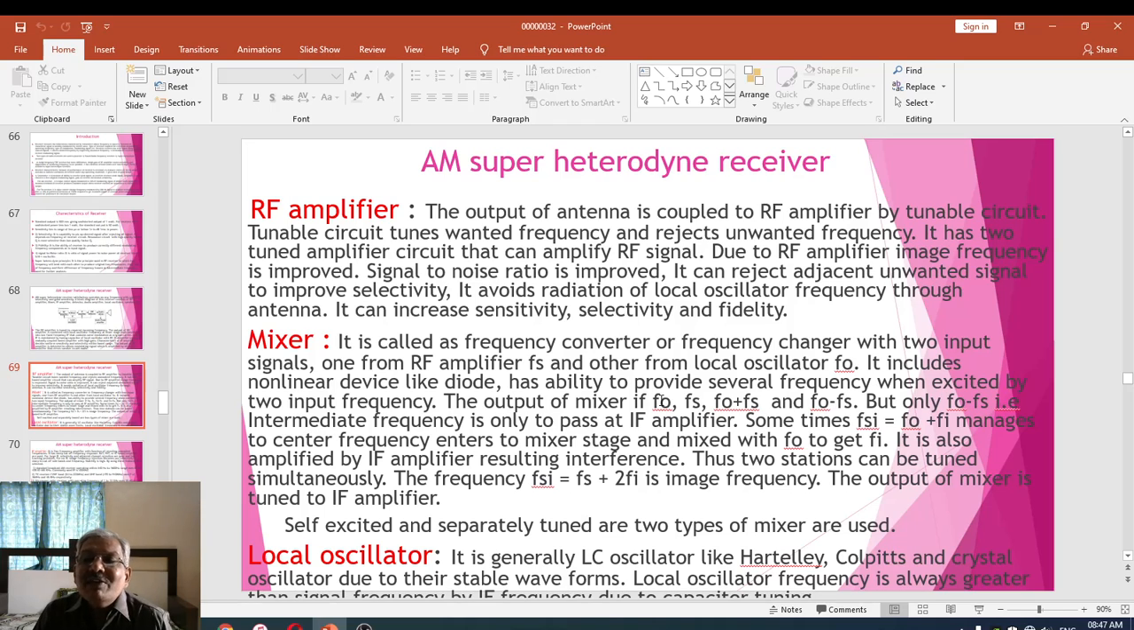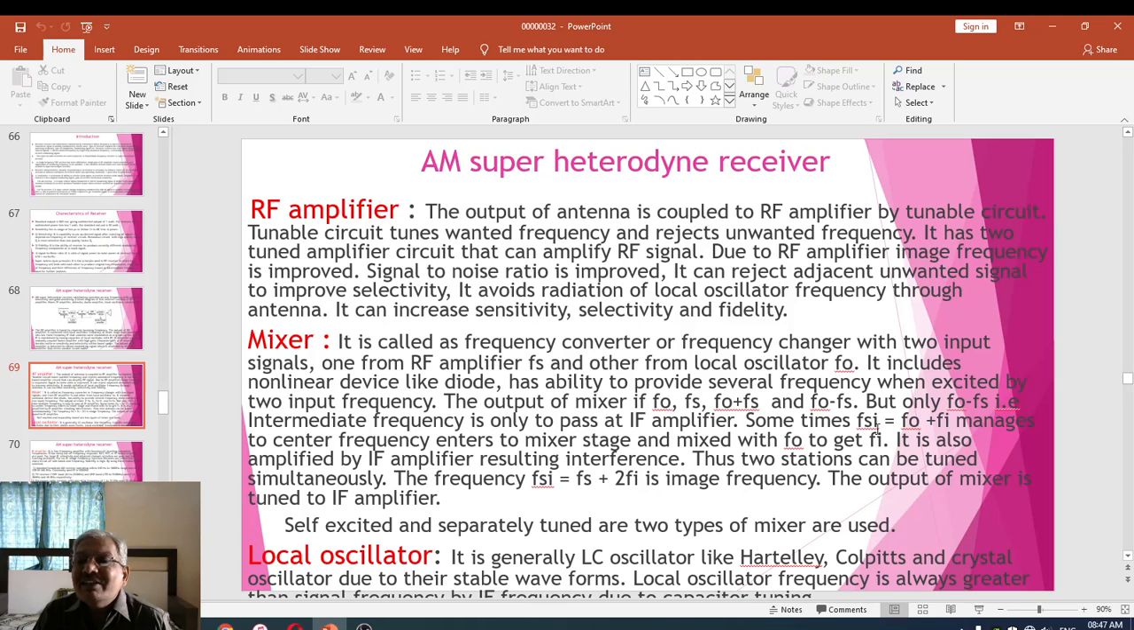This is what we can call the concept of the superheterodyne principle. But only Fo minus Fs, that is the intermediate frequency, is passed to the IF amplifier.